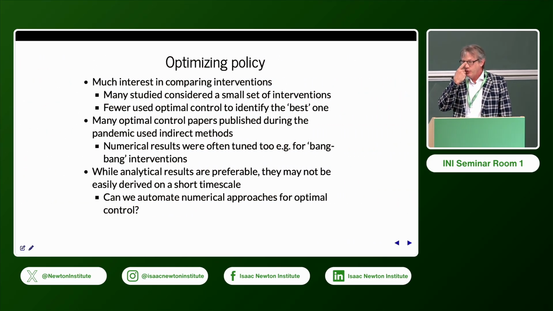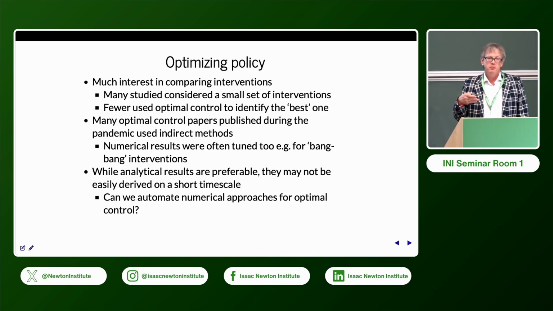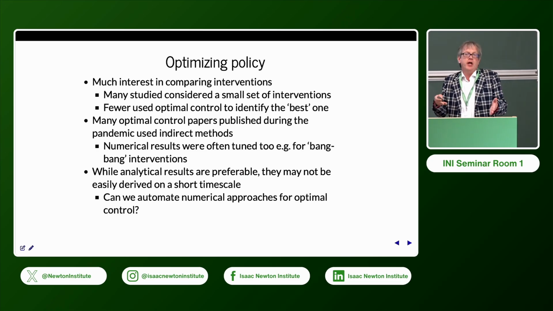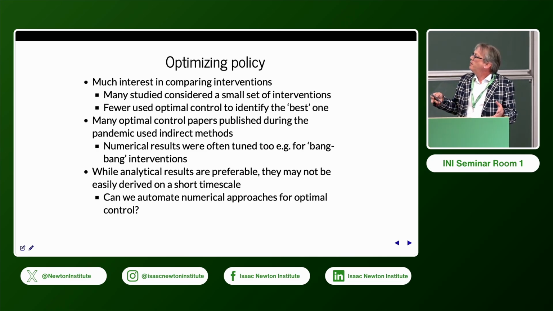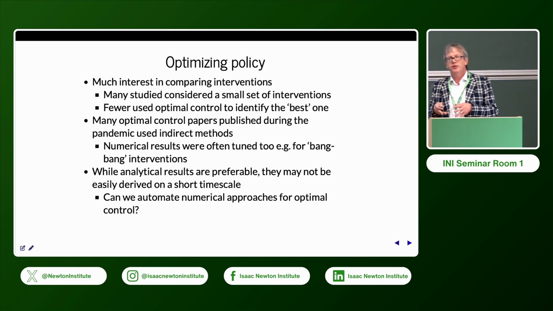So mentioning interventions also allows me to spend a couple of minutes just talking about optimizing policy. There's a lot of interest in comparing different interventions. In many cases, you've got a fixed small set of interventions that you consider. But there have been a smaller number of papers over the pandemic that used optimal control to try to identify the best intervention. Many of those, however, in order to get papers, sat down and worked through the maths using indirect methods in order to be able to identify the optimal control.